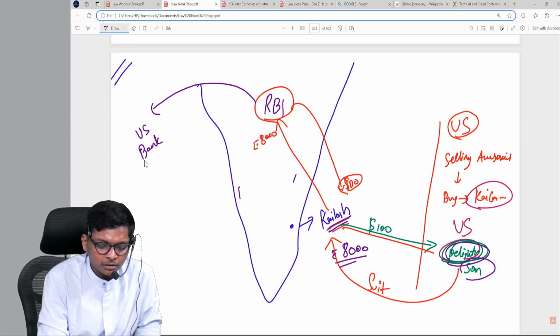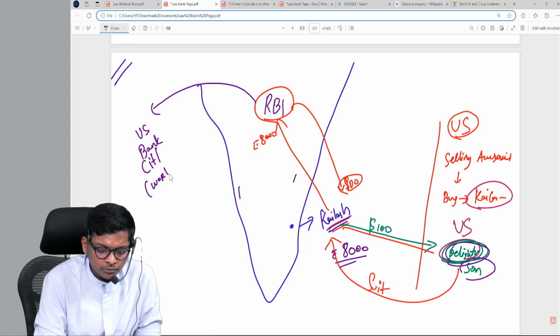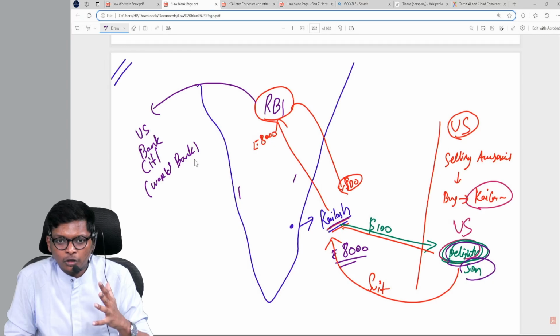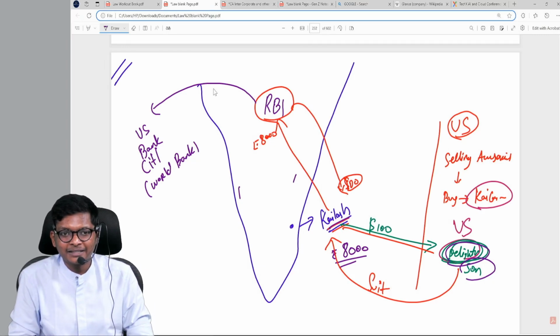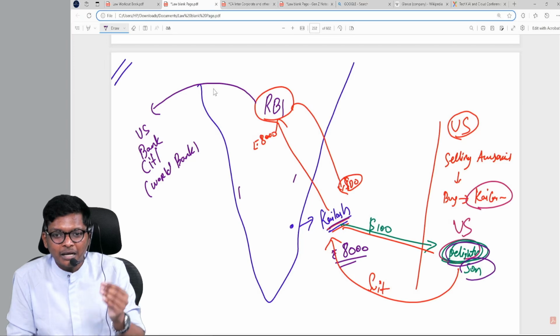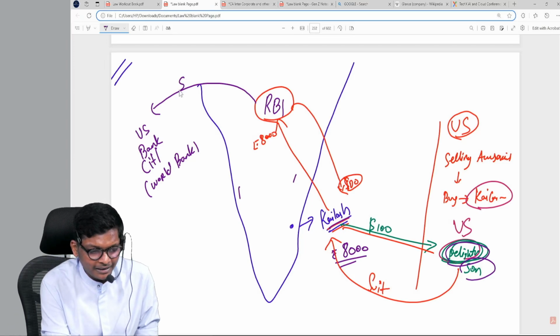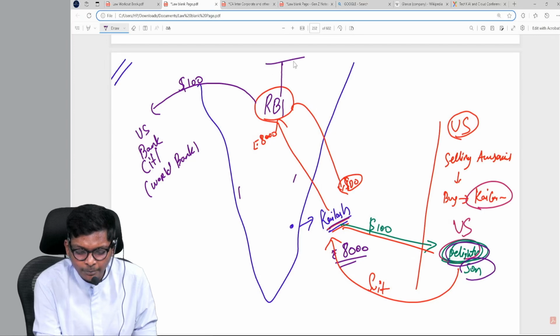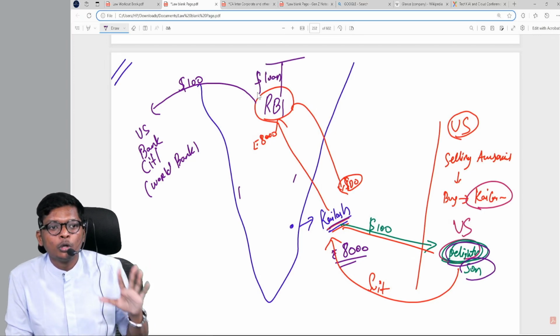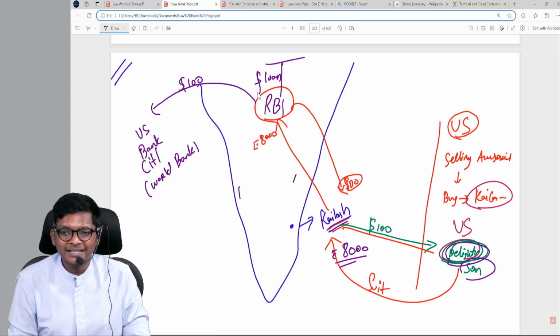Some US bank, let's say Citibank or World Bank. So they have dollars. RBI will not have dollars. RBI will have rupees only. So RBI will go to World Bank and tell World Bank, I want $100. So World Bank will give $100 to RBI, and for RBI it is a loan in dollars to repay to World Bank. Are you following, guys?